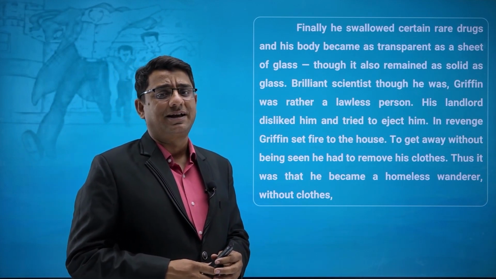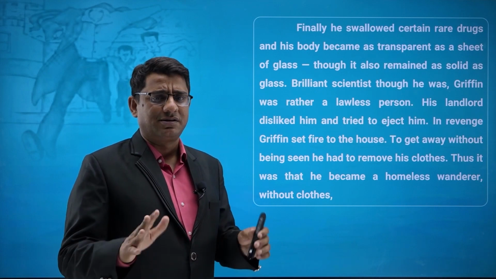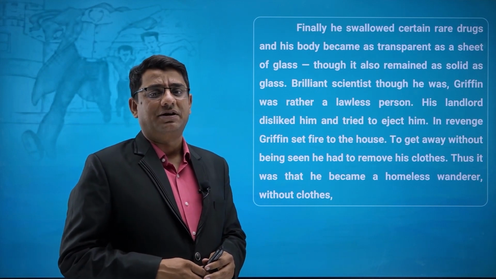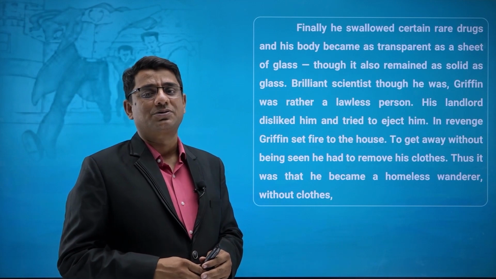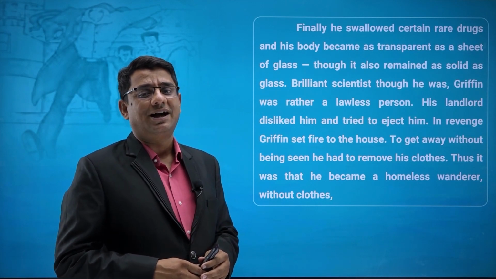His landlord disliked him and tried to eject him. Eject means just shoo him out of his house. In revenge, Griffin set fire to the house. To get away without being seen, he had to remove his clothes.